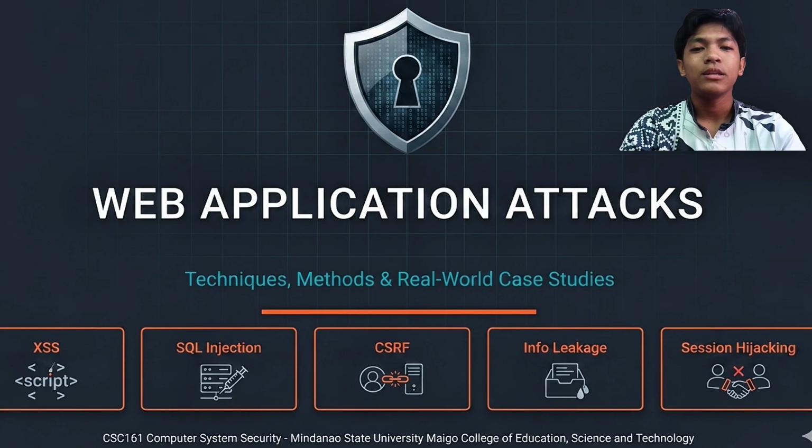Every time we log into a website, submit a form, or shop online, there are potential threats lurking. We look at five major attack types: cross-site scripting, SQL injection, cross-site request forgery, information leakage, and session hijacking. For each one, we'll break down how it works, the actual technique, and we'll look at real cases where these attacks happen in the real world.